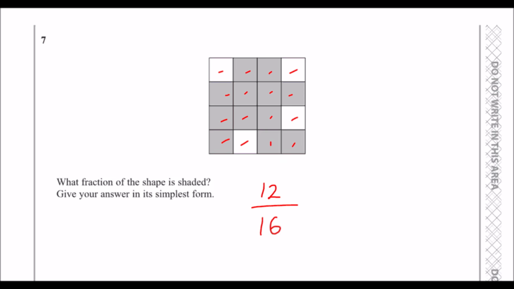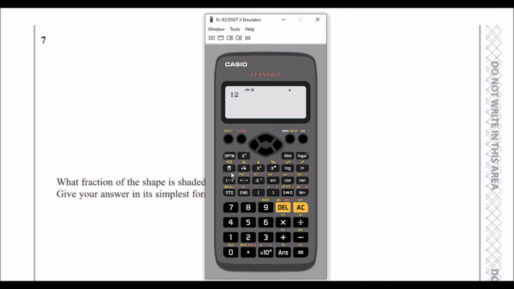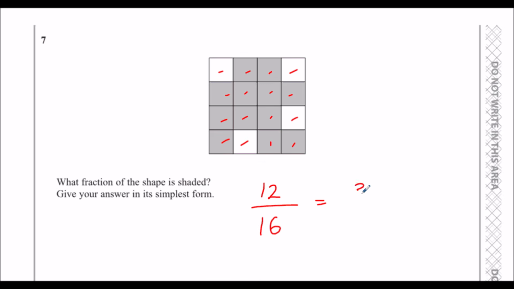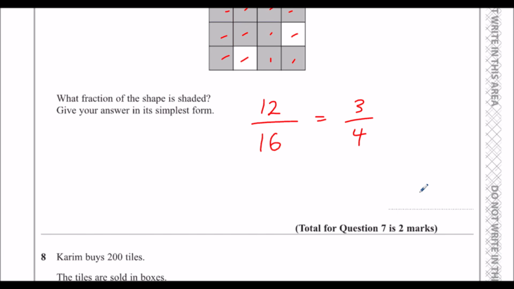Give your answer in its simplest form. So 12/16 is 3/4. Without a calculator, they're both in the 4 times table, so you divide top and bottom by 4. Or you could half them and half them again. 3/4.